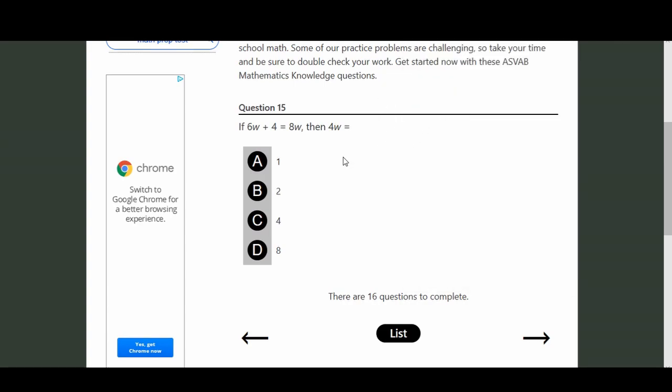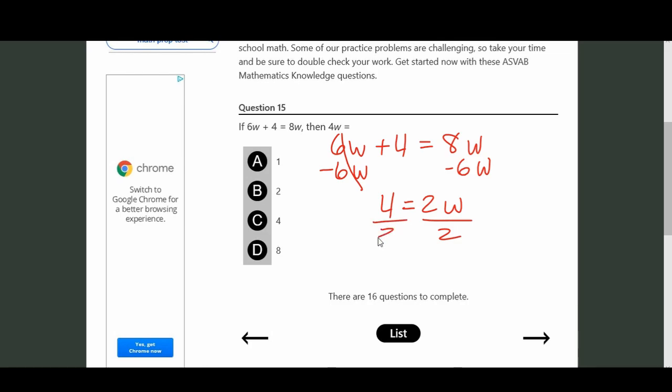15 says if 6w plus 4 equals 8w, then 4w equals. So 6w plus 4 equals 8w. We can actually solve for w at this point by moving all the w's to one side and solving for w. So I can subtract 6w from both sides. This crosses out. I'm left with 4 equals 8w minus 6w is 2w. Let's divide both sides by 2 to get w by itself. This crosses out. I'm left with w equals 4 divided by 2, which is just 2.